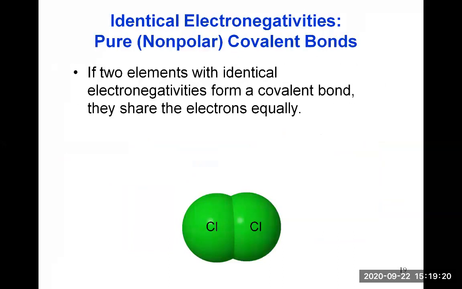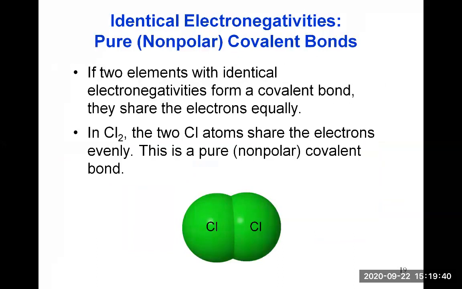So when two elements with identical electronegativities form a covalent bond, they share the electrons equally. Because both atoms have the same electronegativity value, they will pull the electrons with the same strength, and so the electrons will be shared equally. The example here is Cl2, chlorine. The two chlorine atoms share the electrons evenly, and we call this a pure or nonpolar covalent bond. So you need to say both pure and covalent bond.